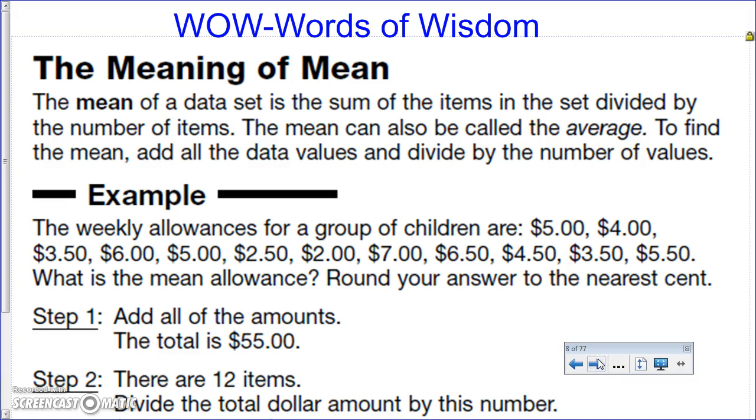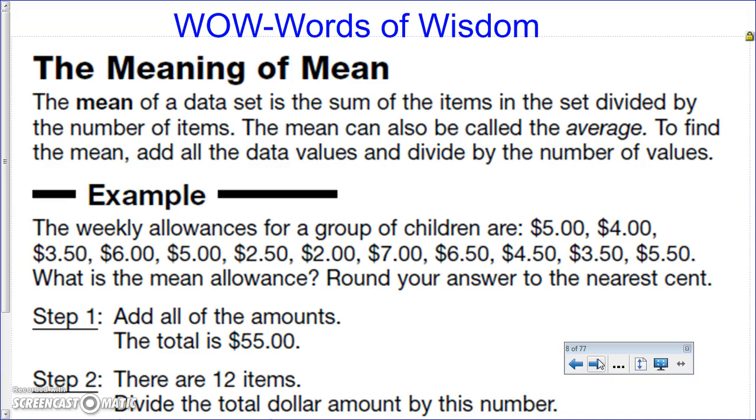The meaning of mean. The mean of a data set is the sum of the items in the set divided by the number of items. The mean can also be called the average or the balance point. To find the mean, add all the data values and divide by the number of values.